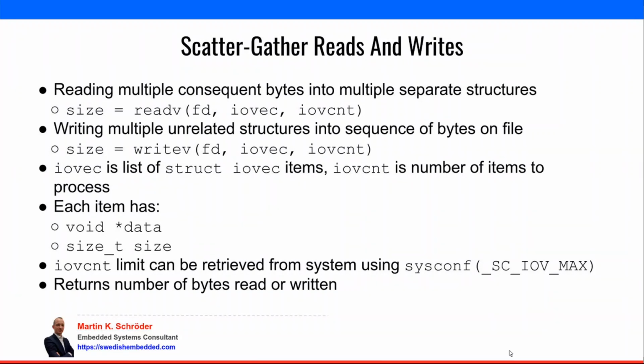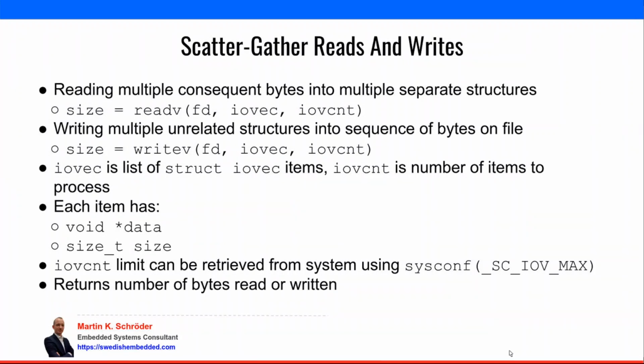Basically, the good way to remember is that it's kind of like read vector and write vector. I'm not really sure if that's exactly the original intention with the v at the end, but it kind of makes sense that we are specifying an IO vector as a parameter to this function, and we specify the number of items in that vector. Now, each item in the vector is basically a pointer to the data and a size of that data. So it's very similar to read and write, except that now we have a vector of read and write items that we're going to read or write.